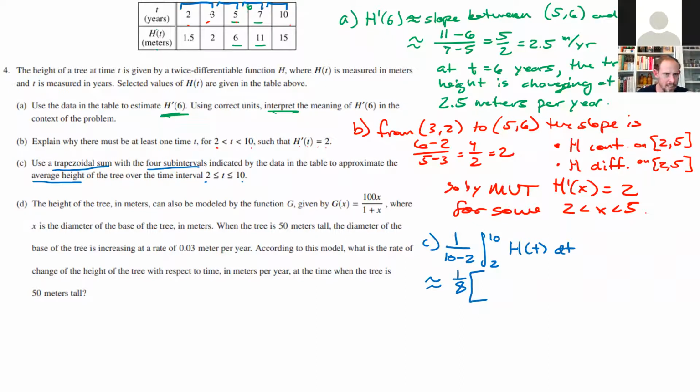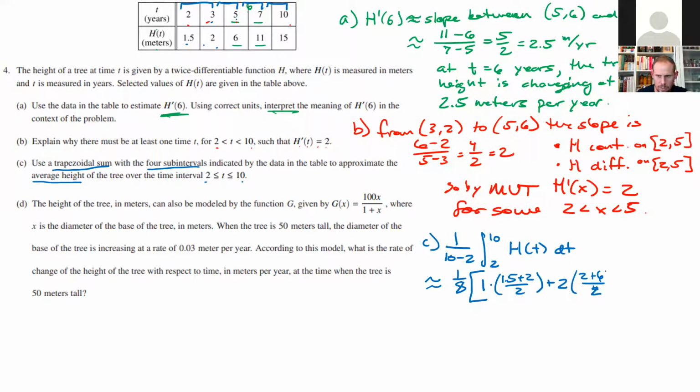So the first one has a width of 1 times the average of the 2 heights. It's just how the trapezoid rule works. So 1.5 plus 2 over 2, plus the next one. We're going from 3 to 5, so its width is 2, and the heights are 2 and 6. So 2 plus 6 over 2.